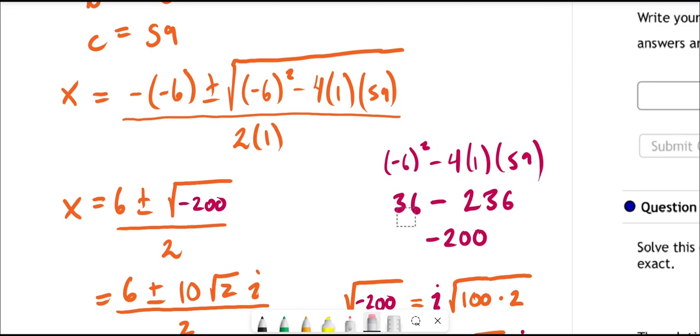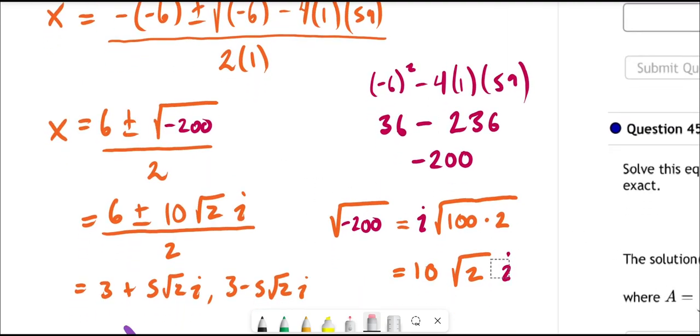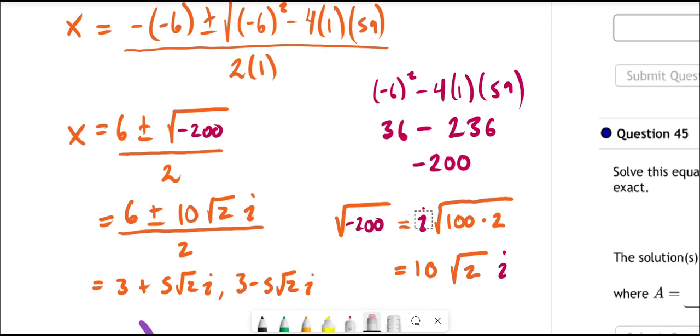I evaluate my discriminant, and I get negative 200. Negative 200 isn't a square, but it's negative, so we can pull an i out. And it's 100 times 2. 100 is a square. I can take the square root of that to get 10 radical 2 times i.